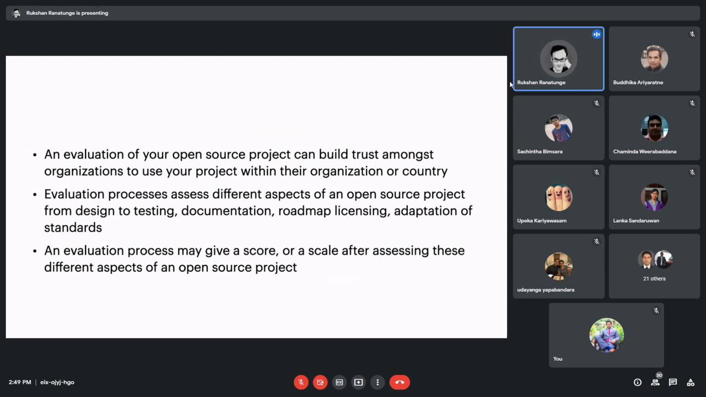An evaluation process assesses different aspects of an open source project, from design to testing to documentation, roadmap, licensing, and adopting standards, etc. It may give a score or a scale depending on the methodology you use, and you can publish it on your open source project and build trust among the community and organizations to use it.